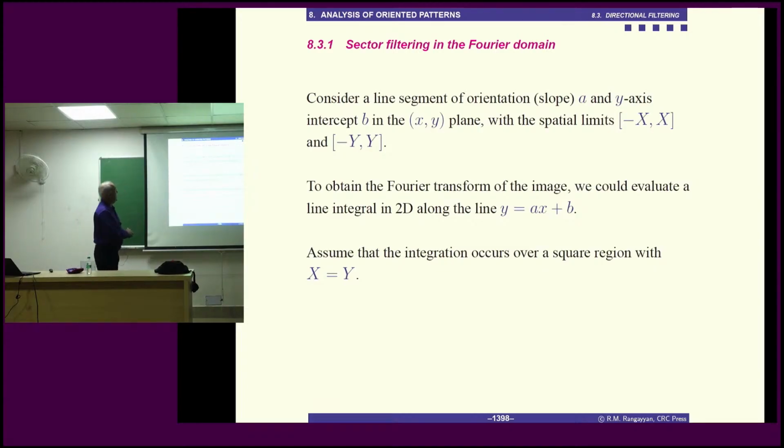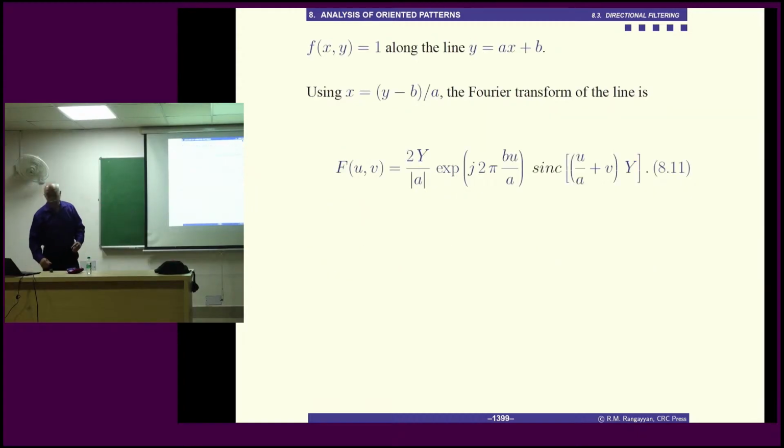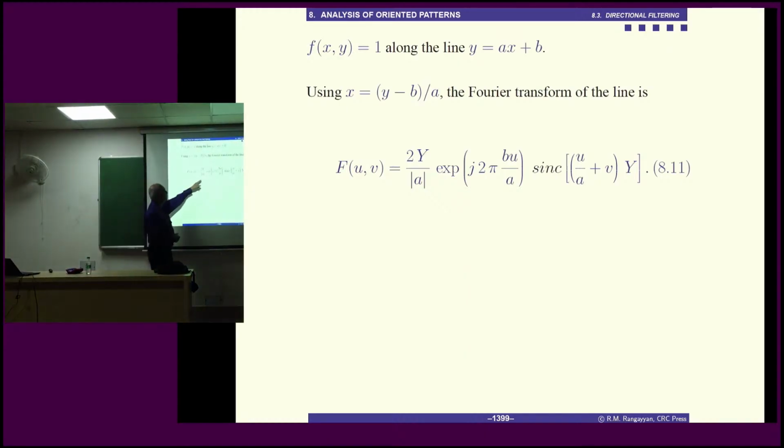So let's look at a line segment of some orientation A and y-axis intercept B in the xy plane with some limits plus minus x, plus minus y. The equation is y equal to ax plus b, and let x be equal to y, so it's a square image. This is just the formulation of the image like what I showed you. So f(x,y) is equal to 1 along the line y equal to ax plus b. So let x be (y minus b) over a, then the Fourier transform comes out in this manner with a sinc function.